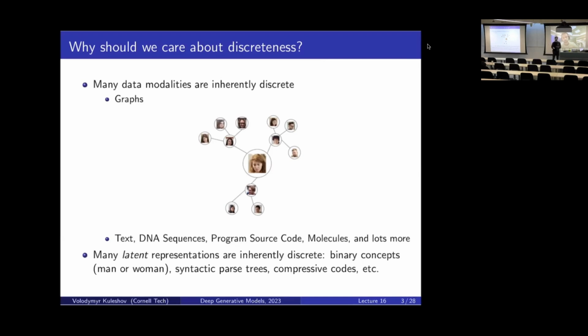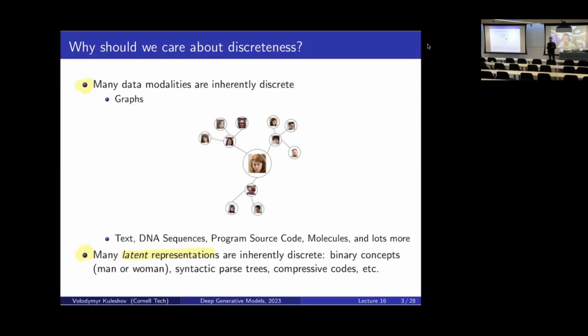Another reason, which might be a little bit less obvious but equally important, is the fact that many latent representations that we would like to learn could also be inherently discrete. These two bullet points refer to two types of generative modeling problems that we've encountered in the course: generation and representation learning. In representation learning, discreteness might refer to the fact that you want to learn some kind of discrete binary concept, such as gender, or some kind of latent parse tree that explains the object that you're modeling. Or you might want to compress your input into a discrete latent code. So you might want to do compression, which has to be inherently discretized. In many cases, these representations make more sense when they're discrete as opposed to continuous.